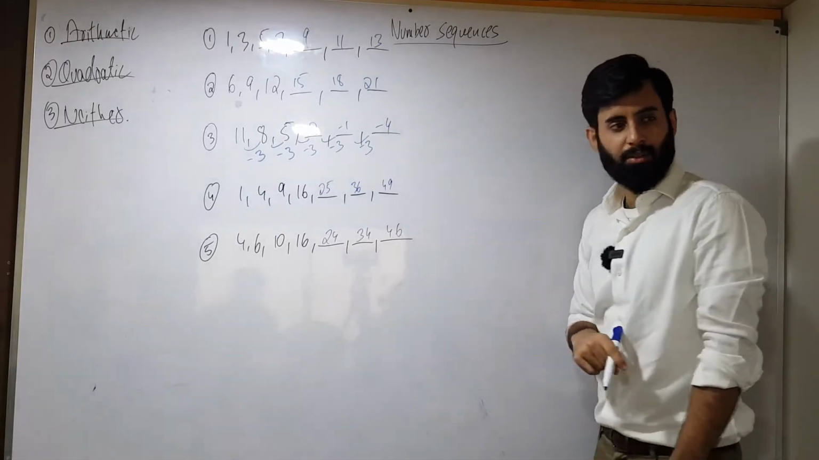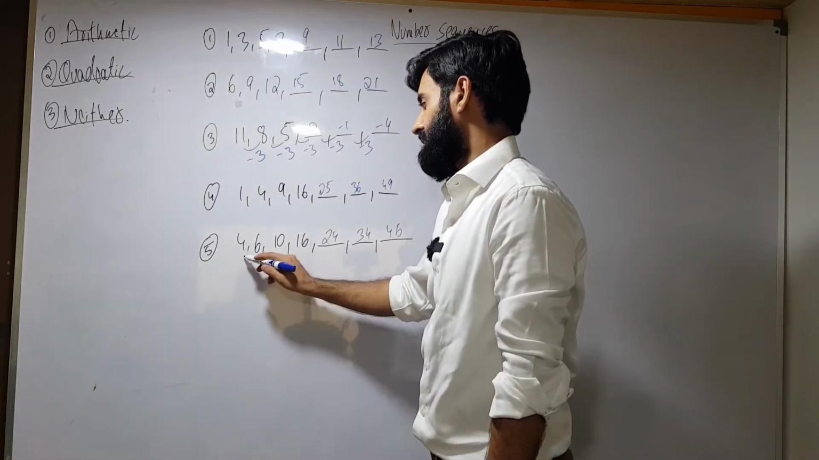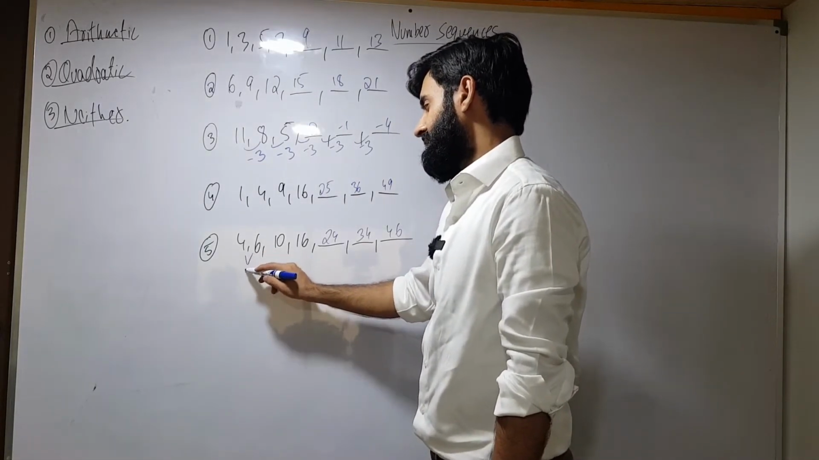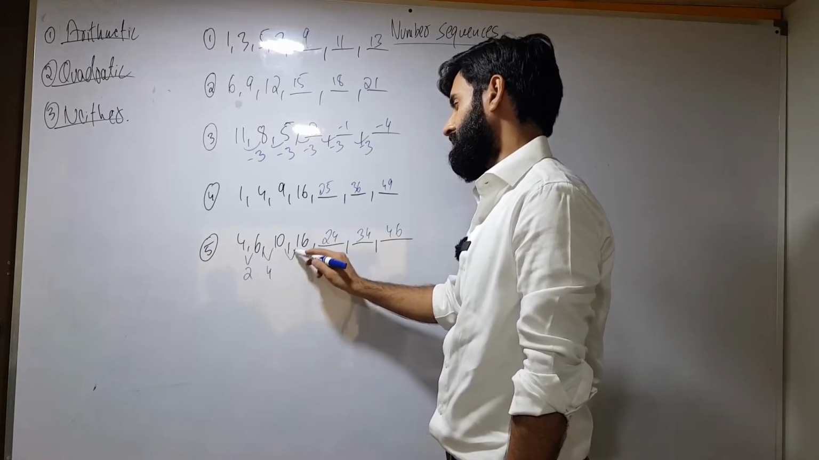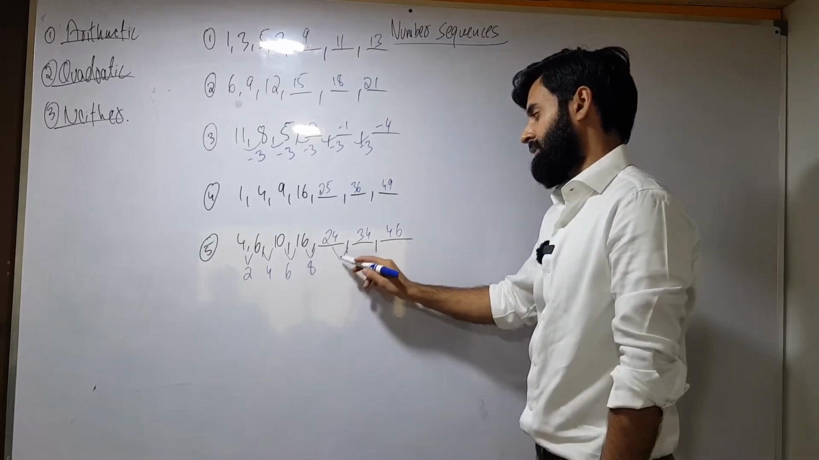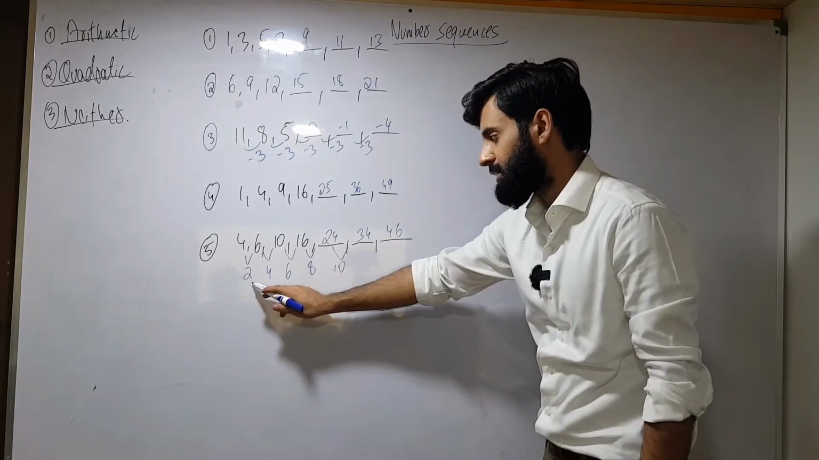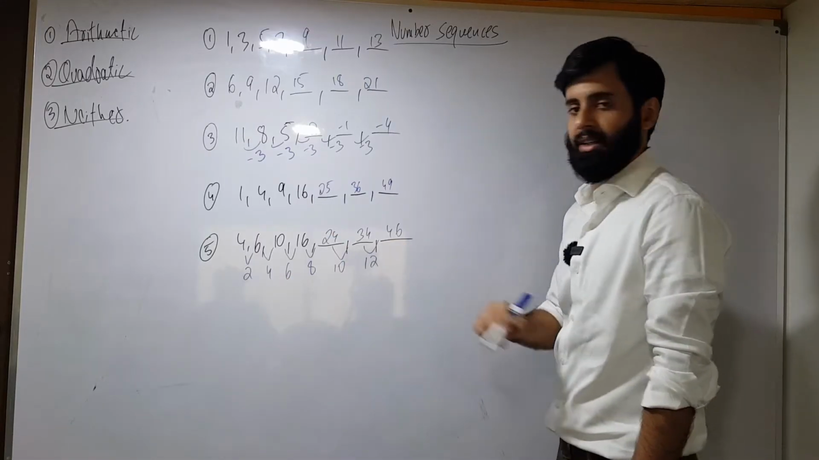Alright, did you guys figure out what the pattern here is? No? Chalo, koi baat nahi. Here's what the pattern is. How do you go from 4 to 6? You add 2. How do you go from 6 to 10? You add 4. How do you go from 10 to 16? You add 6. How do you go from 16 to 24? You add 8. How do you go from 24 to 34? You add 10. Can you see what the pattern is? 2, 4, 6, 8, 10. So following the same pattern, I should add 12.